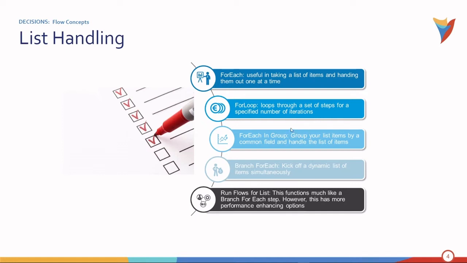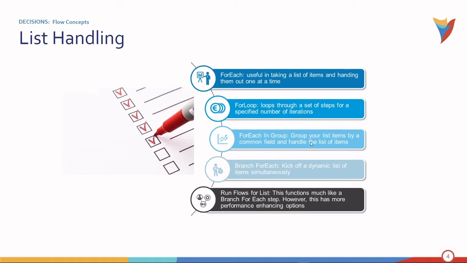The for loop loops through a set of steps for a specified number of iterations. So you can dynamically set the number of times that that particular loop will run. Maybe you don't have a list and you want that loop to run 4 times. Then you can do that and set it up in that particular manner.